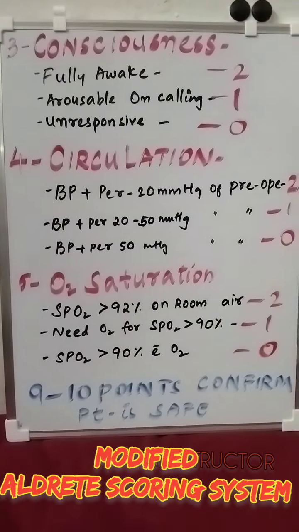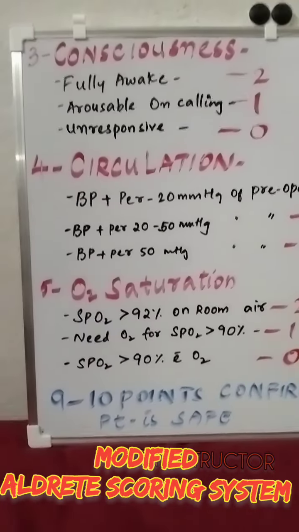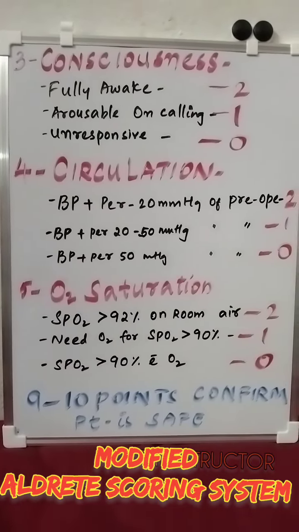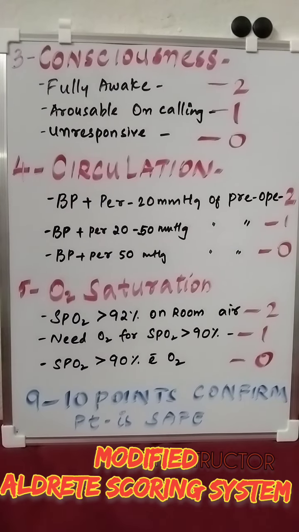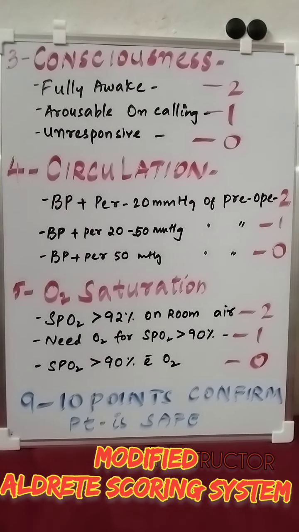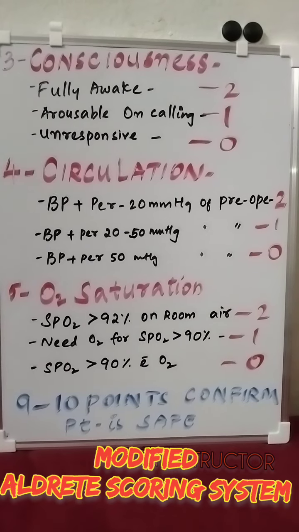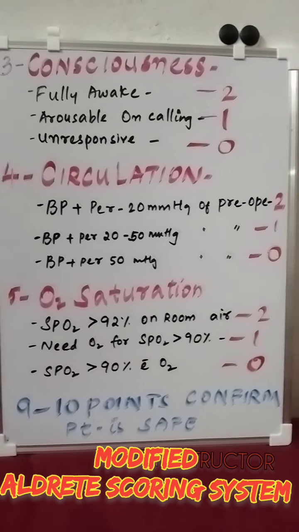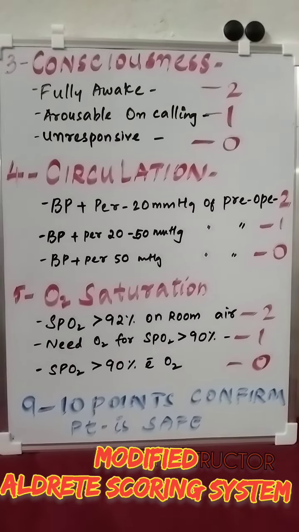The third part of the assessment is the consciousness of the patient. Whether the patient is fully awake by self, the score is 2. If the patient is arousable on your call, the score is 1. If the patient is completely unresponsive, the score is 0.